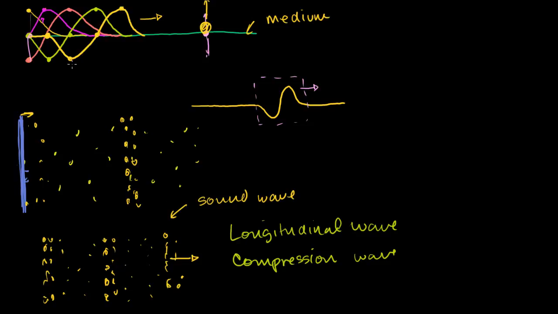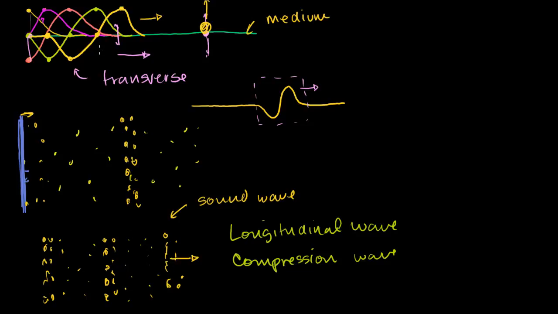Our example of the string, this is called a transverse wave. Because the disturbance, the movement of the medium, is going in a direction transverse to, or in an axis that's transverse to, the direction of our movement. Our wave is moving to the right, but the actual medium is moving up and down. That's why this is called transverse, while here the medium is moving left and right while the wave moves to the right. So it's along the same axis. So we're dealing with compressional or longitudinal.